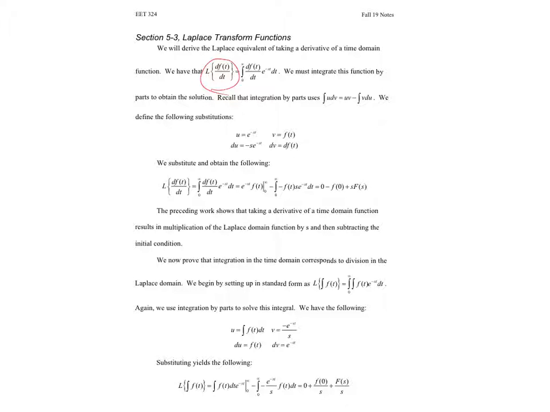Shouldn't make a difference. So all we do now is we plug it into our equation, f of t e to the minus st dt. So we get that here. Okay? So we have a function that is a derivative of a time domain function, e to the minus st dt. So we can't figure out how to take the integral of this because we have two time-based functions that are making it very difficult for us to integrate.